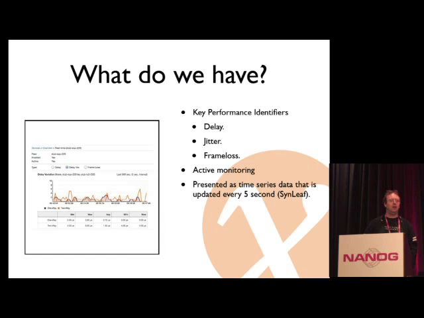Next to that, we do something else that is more active monitoring, a little bit what the previous panel was talking about. We actively send frames with timing information around on the platform where we measure delay, jitter, and frame loss. We call this the key performance identifiers. This is an active system, actively sending frames around on our platform.